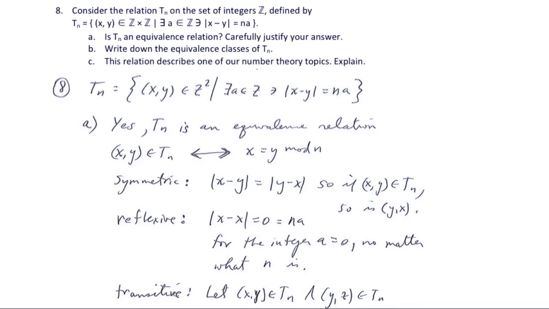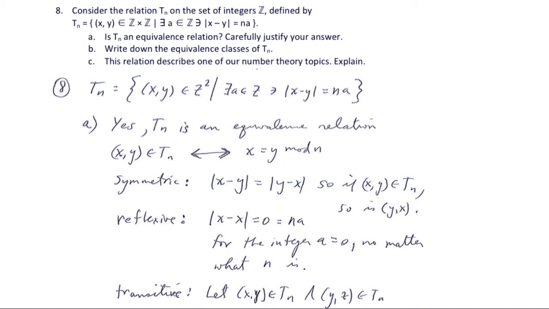Okay, in this video I'd like to do this problem shown. It says consider a relation Tn on the set of integers Z defined by Tn is those ordered pairs x, y such that the distance between x and y, that is the absolute value of their difference, is n times a for some integer a, meaning it's a multiple of n. Is Tn an equivalence relation?